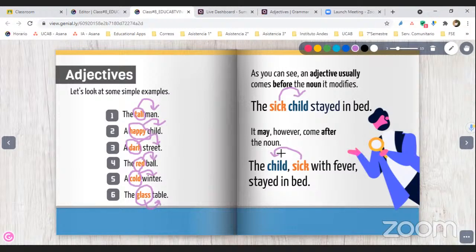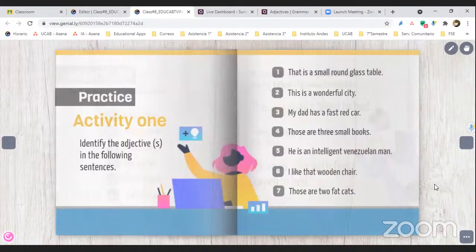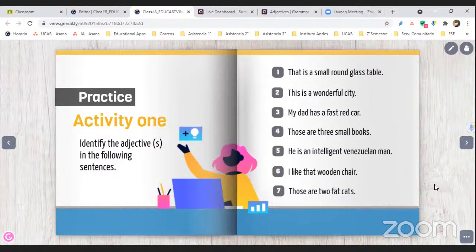Okay, so let's practice a little bit here. So here we have 7 sentences, and you have to identify the adjective or maybe the adjectives in plural in the following sentence. Okay, you can have 1, 2, 3, like you can have many adjectives in a sentence. So you can help me here with this activity.